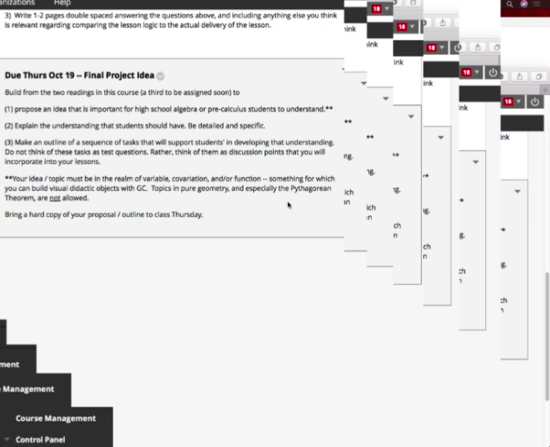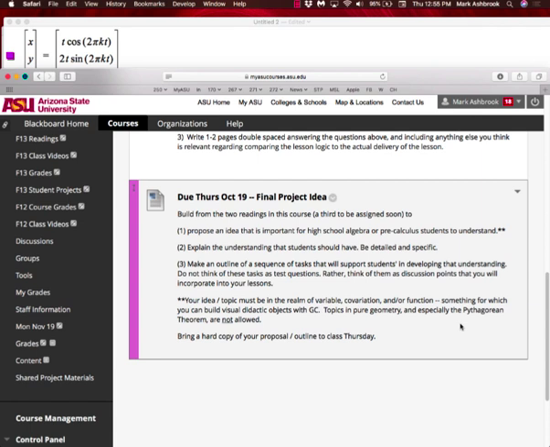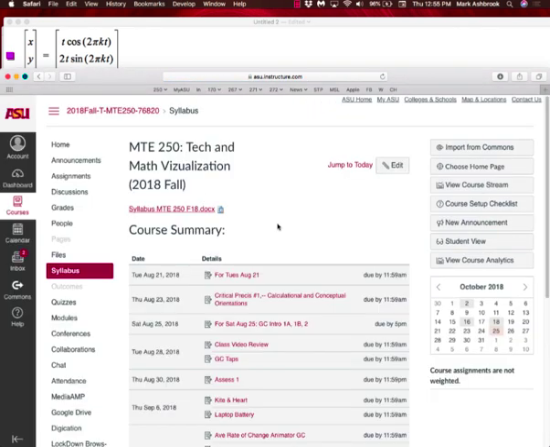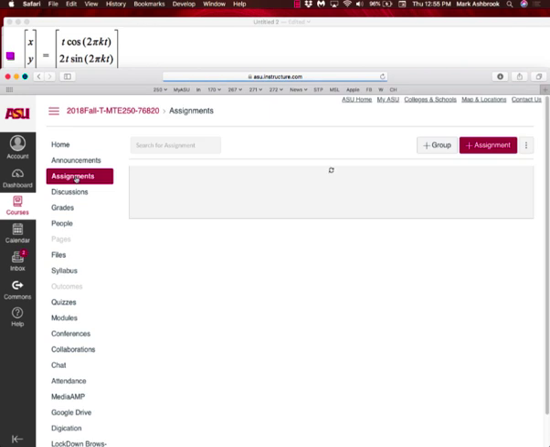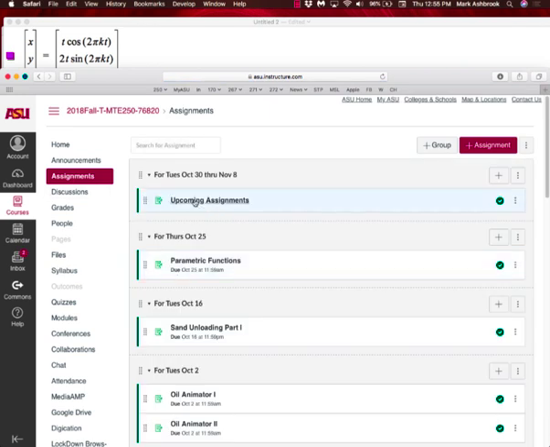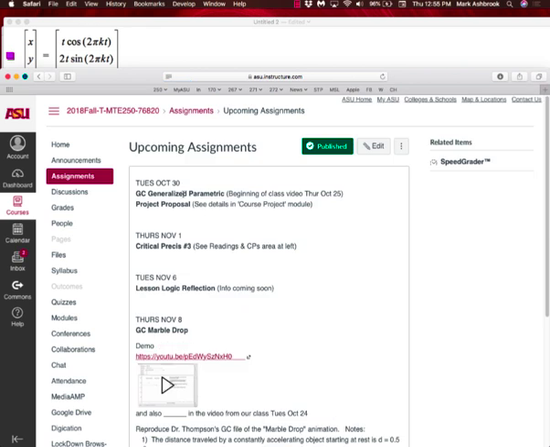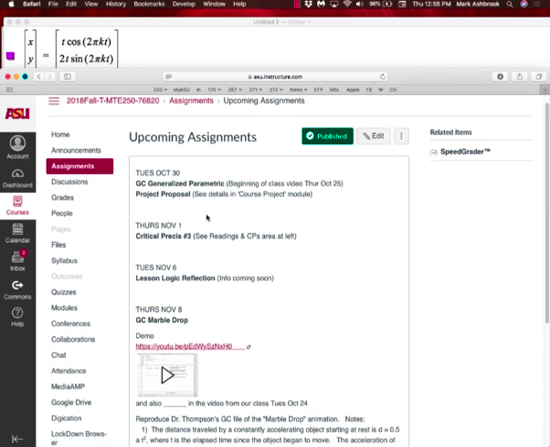Any other questions about that? So I will put those details on Canvas. And on Canvas I've put up the next 2 weeks' worth of assignments. If you go to upcoming assignments here, so here's for Tuesday: Project proposal, GC generalized parametric. Next, a week from today is going to be the next critical précis. I will post that article.